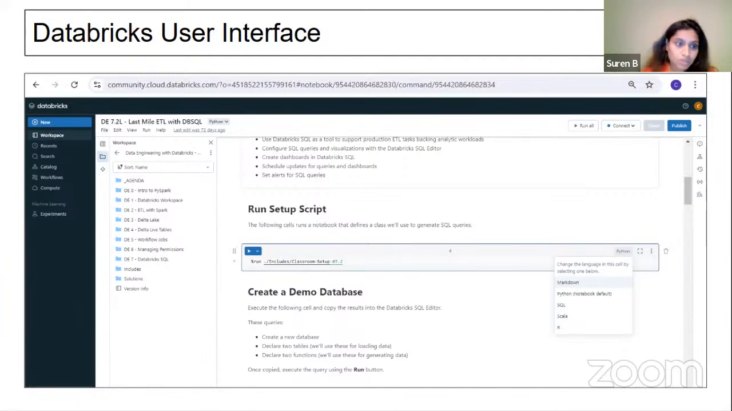So this is how it looks. You can go into the catalog and look into all your tables, and you can collaboratively work on these notebooks. I can give you a Databricks deep dive session sometime later, but this is just to give you an idea of how the user interface looks.